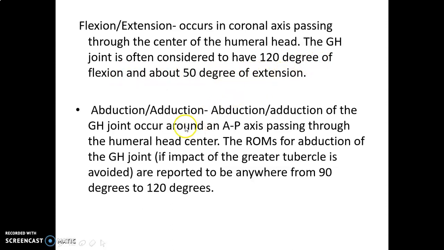The second movement is abduction adduction. Abduction adduction of the glenohumeral joint occurs around an anterior posterior axis passing through the humeral head center, which happens in a frontal plane. If the impact of the greater tubercle hitting the glenoid fossa or other structures is avoided, and there is no restriction, we can get around 90 to 120 degrees of abduction.